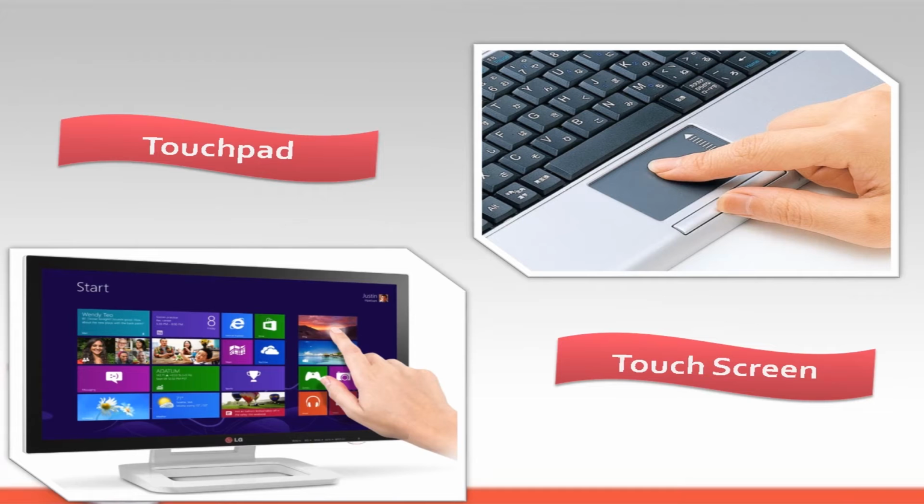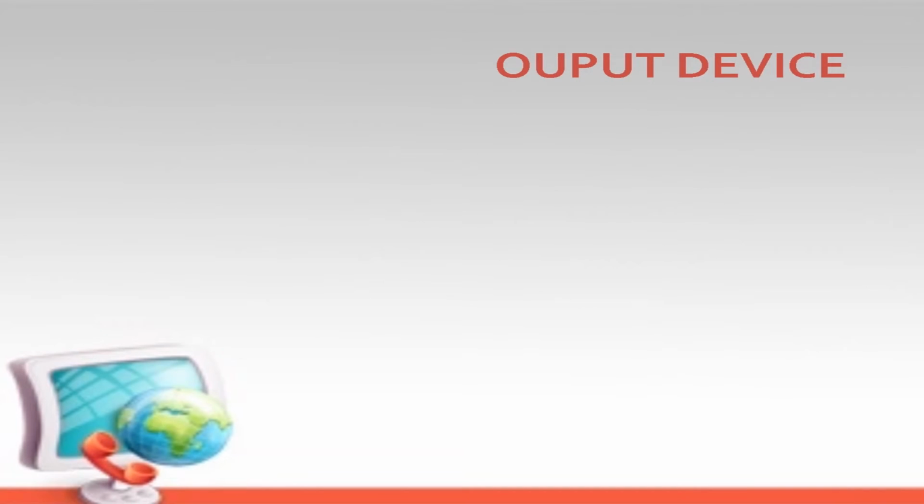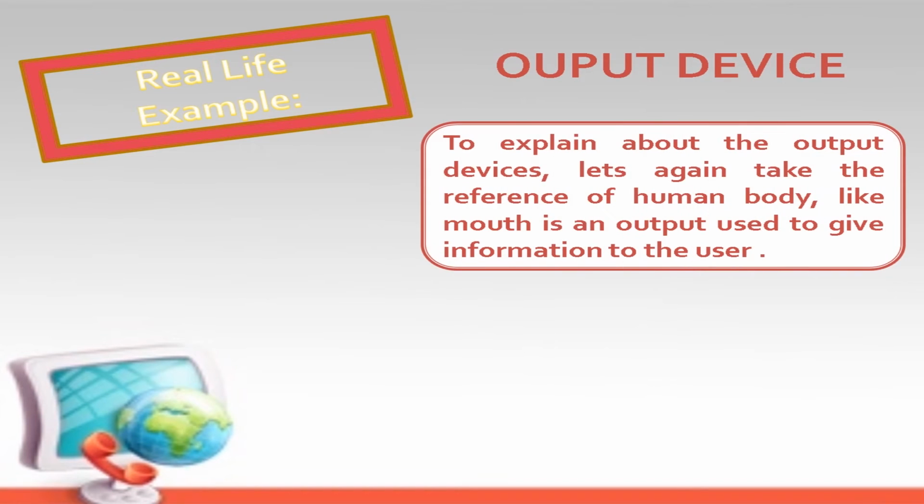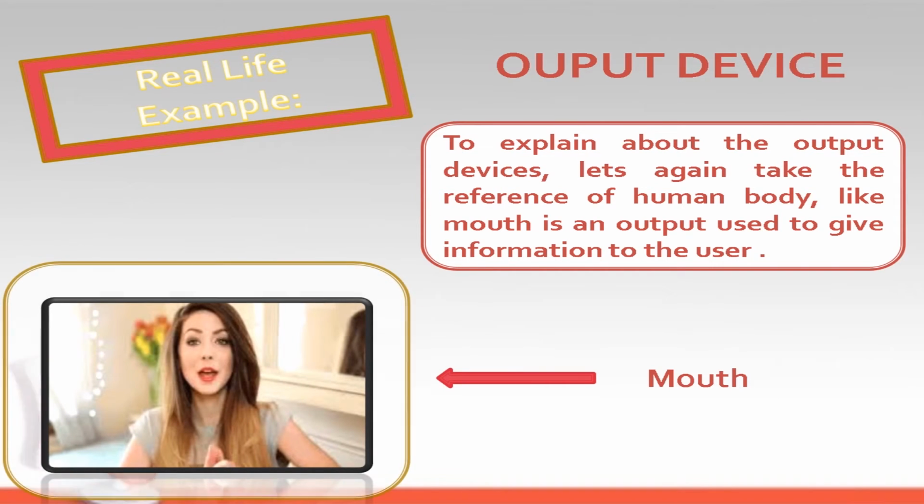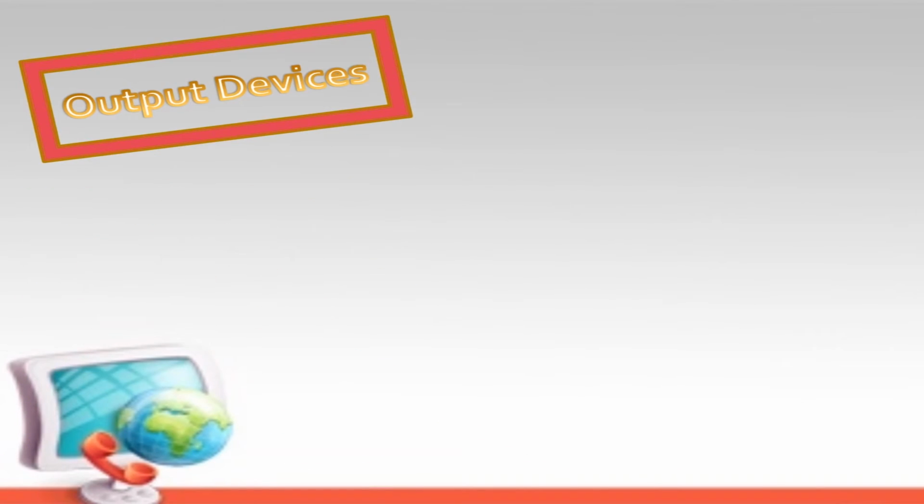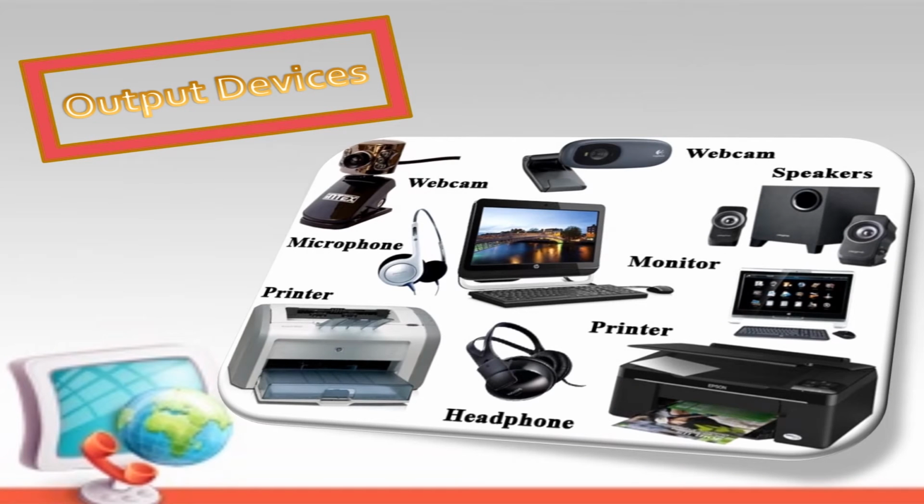Now, let's learn about various output devices. To explain about the output devices, let's again take the reference of a human body, like our mouth is the output device used to give information in the form of speaking. Similarly, computer gives information to outside by using devices like monitor, printer, plotter, speaker, headphone, etc. Let's begin with the monitor.